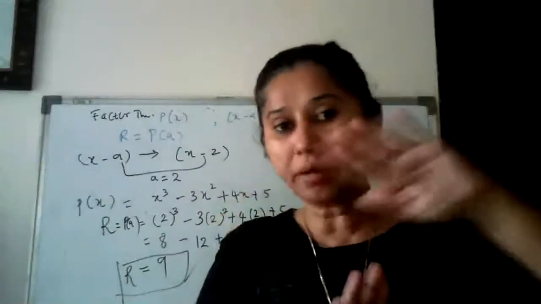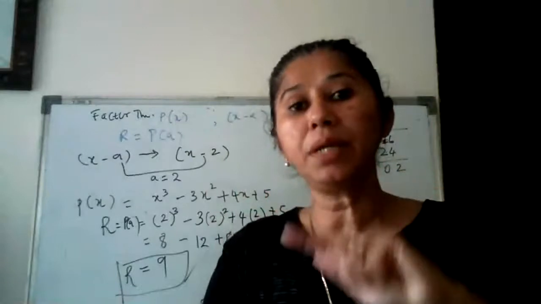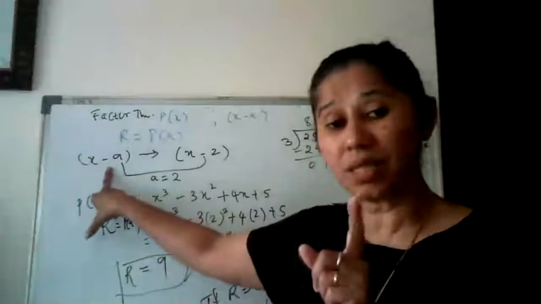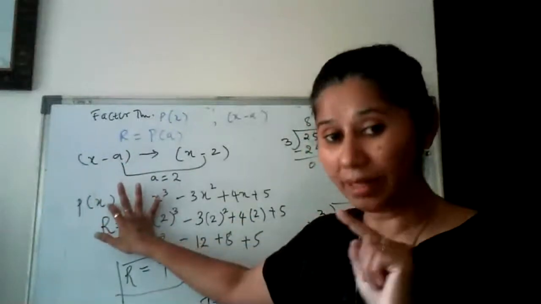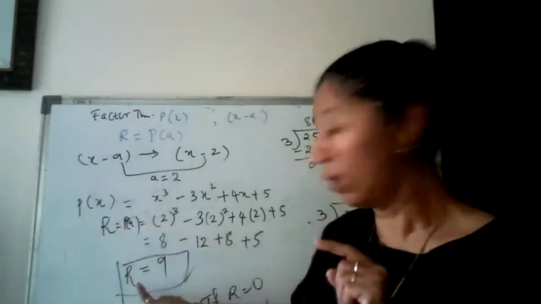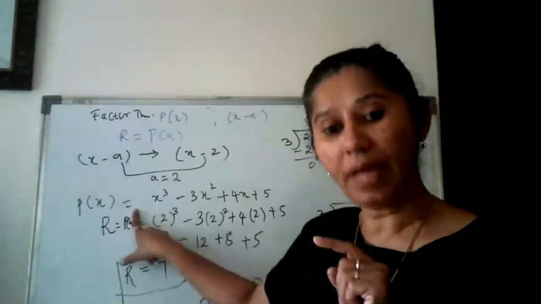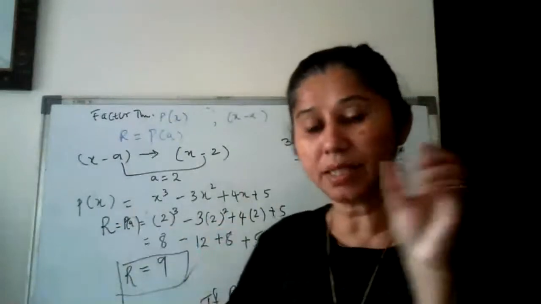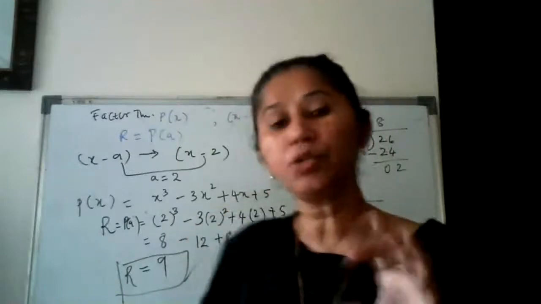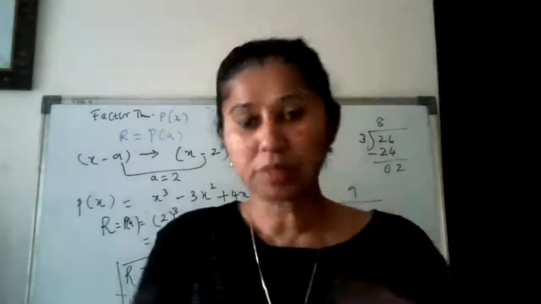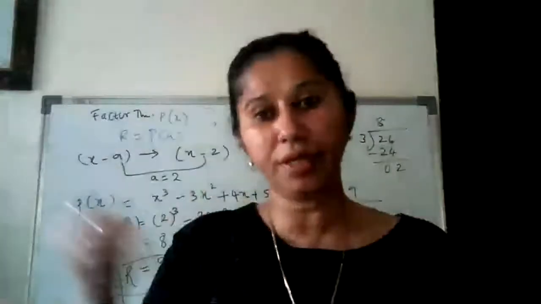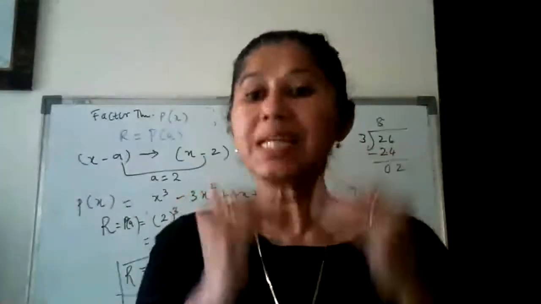The first step is your remainder theorem. What does the remainder theorem say? If x minus a is dividing any polynomial, then the remainder is equal to p(a). That means you have to substitute the value of a in place of x, and the value you get is the remainder. Finish? This is called the remainder theorem. We use it to find the remainder.